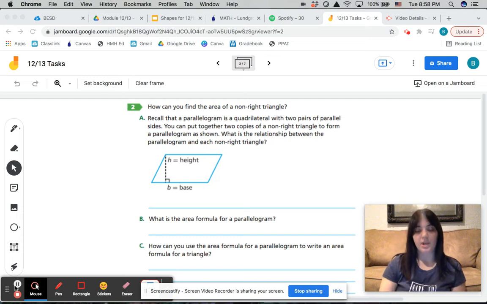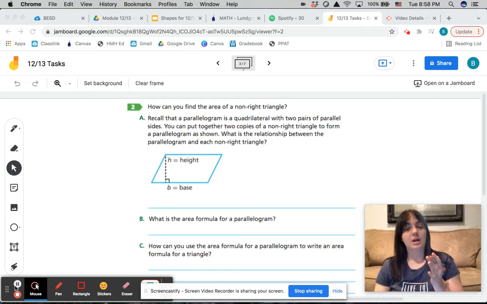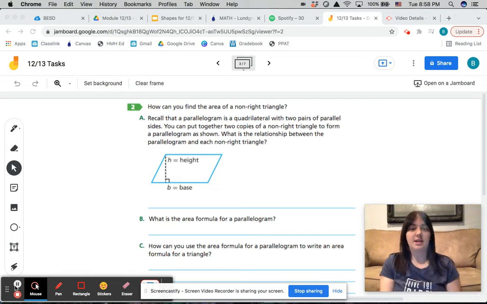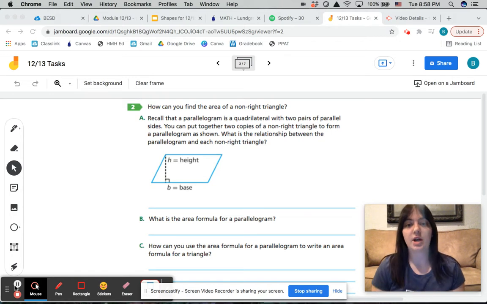For task 2, remember, a parallelogram is a shape, a quadrilateral, with two pairs of parallel sides, okay? Two opposite pairs of parallel sides. You can put together two copies of a non-right triangle to form a parallelogram as shown.